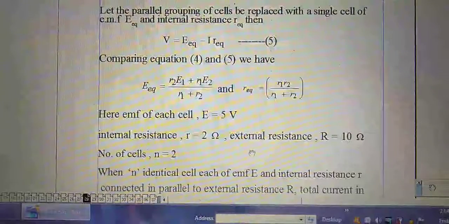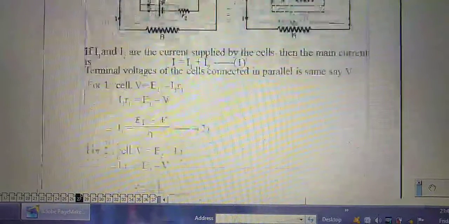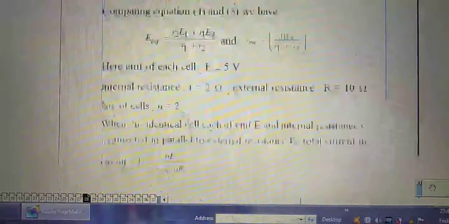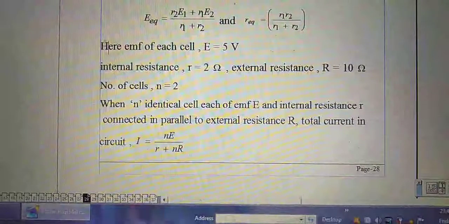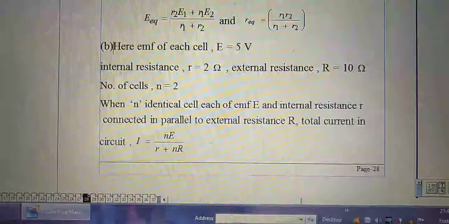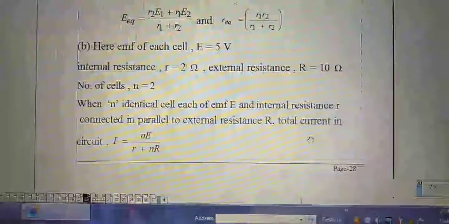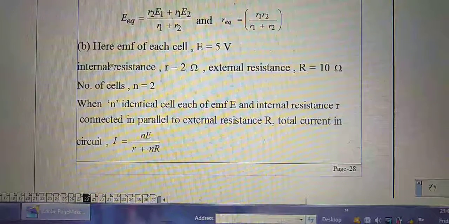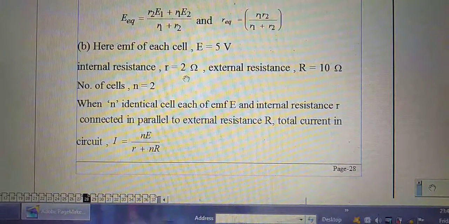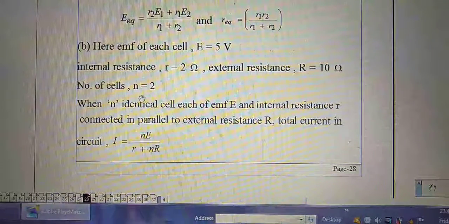Now the second part, that is question part B. As per the question, E equal to 5 volt, the internal resistance of each cell is 2 ohm, and the external resistance R equal to 10 ohm. And how many cells are there?